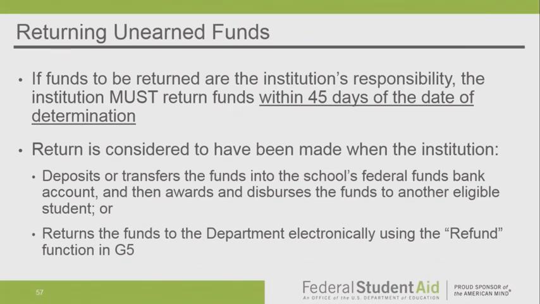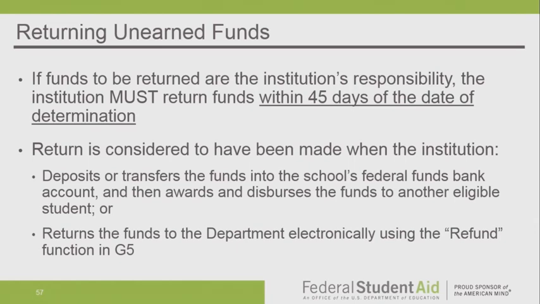Now, Dave walked you through the calculations a while ago. And when you do the calculations, the first thing that's going to be calculated is the amount of money that the school owed portion that has to be returned to the program. So if funds do have to be returned to the program by the school, you have to return those funds within 45 days of the date of determination. Not the date of the R2T4 calculation, but the date of determination. And so make sure that you're calculating early enough to give you some time to get that money back.